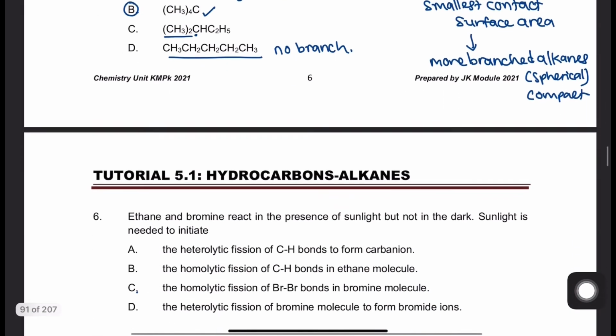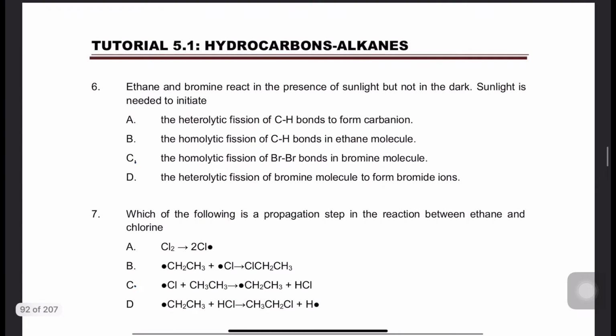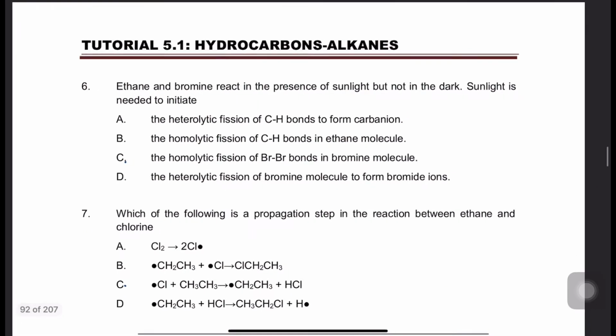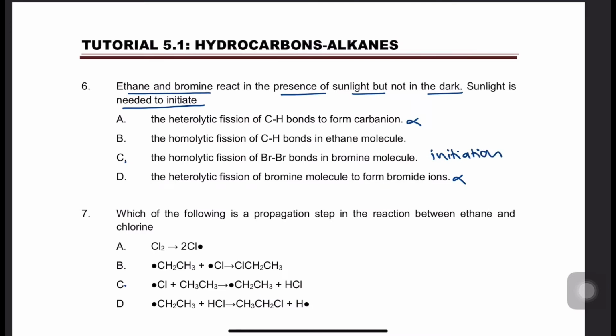Alright, let's move on to the next question. So ethane and bromine react in the presence of sunlight, but not in the dark. So why do we require the sunlight? I think we have noted in our lecture notes that sunlight is required for homolytic fission. So option A and D are wrong. And this homolytic fission would be our initiation step, if you can remember. So the initiation step will involve our halogens. So the answer would be C.